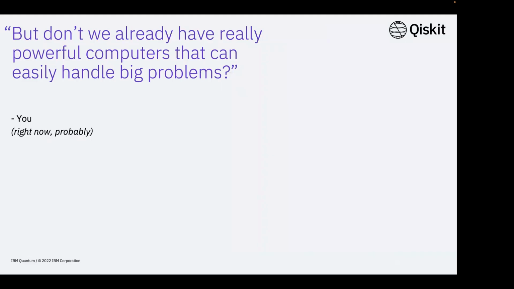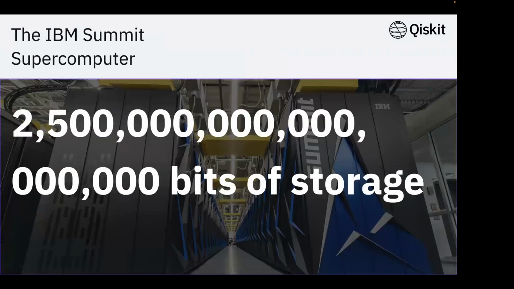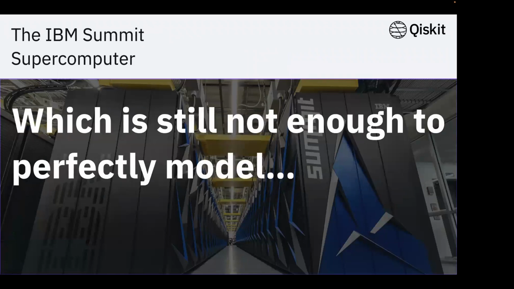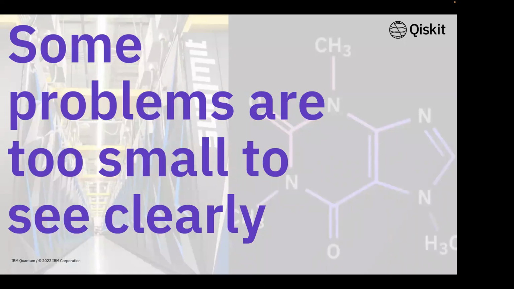But everyone might be thinking, don't we have super powerful computers already available to handle these problems? For example, we have the IBM supercomputer. It has this many bits to store, but that is still not enough to perfectly model caffeine. Caffeine only has 24 atoms, but modeling it requires a lot of power. Perfectly modeling caffeine using classical systems would require 10 raised to 48 bits of storage, and in the entire universe we have only 10 raised to 49 bits of atoms. So clearly we have an issue, right? Some problems are too small to clearly see.